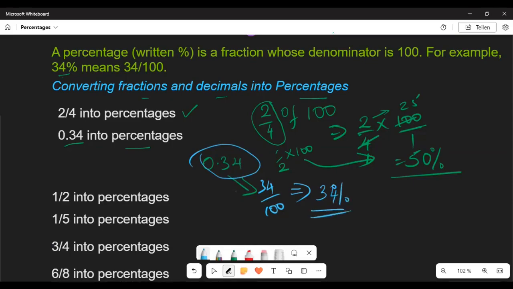That's just easy. Or, if it's 0.34, multiply it by 100, and then you get 34. That becomes our percentage. That's the easiest method to use.